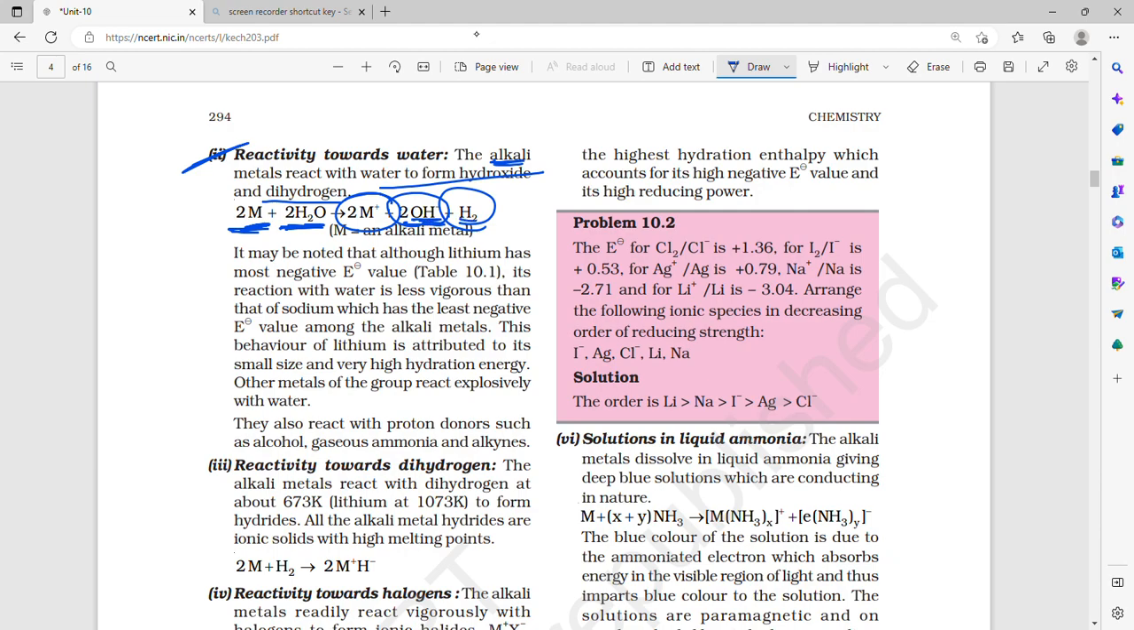It may be noted that although lithium has the most negative electrode potential, its reaction with water is less vigorous than that of sodium, which has a less negative E0 value among the alkali metals. This behavior of lithium is attributed to its small size and very high hydration energy. Other metals of the group react explosively with water. They also react with proton donors such as alcohol, gaseous ammonia, and alkynes.